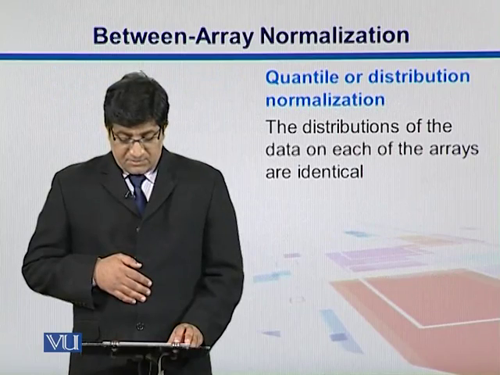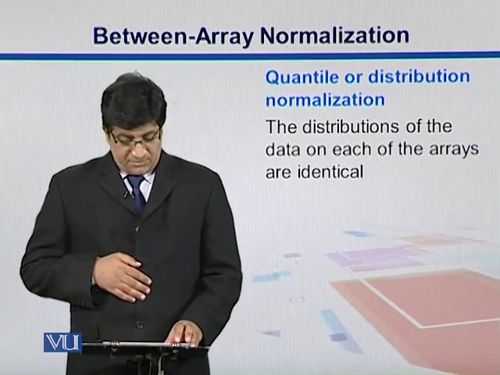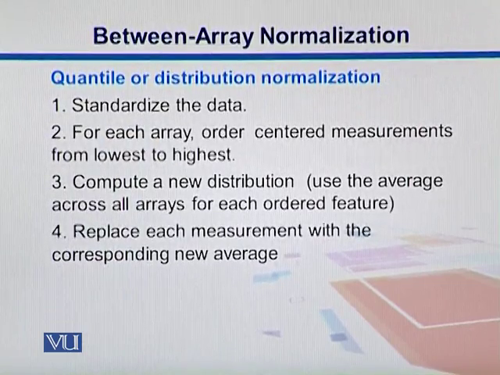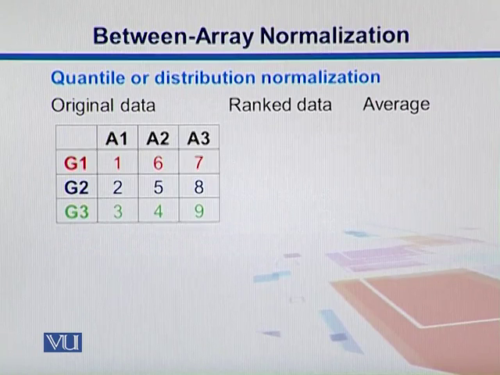In quantile normalization, we take the distributions of the data on each of the arrays and we assume they are identical. So in quantile or distribution normalization, we standardize the data, and for each array we order the centered measurements from lowest to highest. Then we compute a new distribution. We use the average across all arrays for each ordered feature, and then we replace all measurements with the corresponding new average. For example, we have 1, 6 and 7 for G1, which is our gene 1.